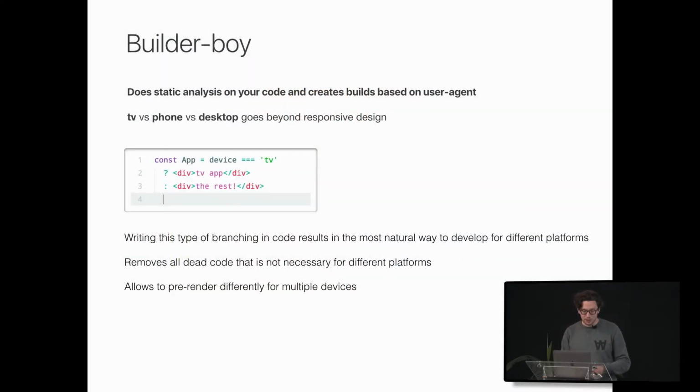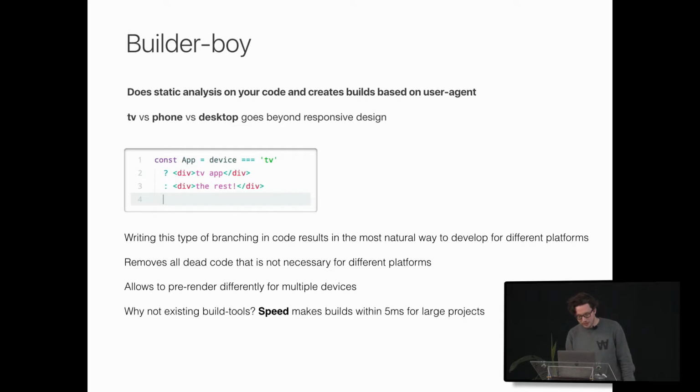Yeah, as a few extra bonuses, it removes code for platforms that don't need certain types of code. It allows you to pre-render completely differently for different devices, just going to the same entry point, because we know that you're coming with a phone because we check the user agent. And we have a special bundle for phone.